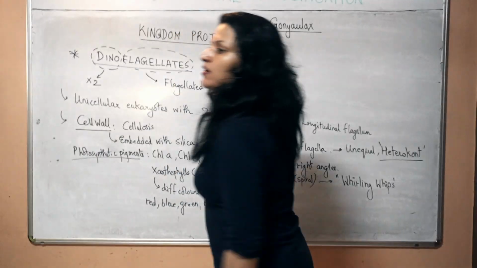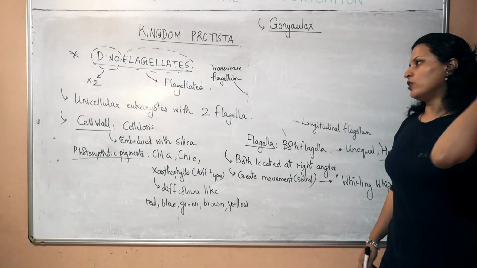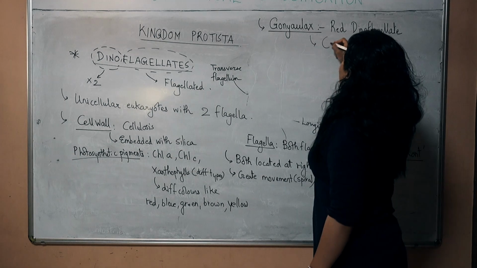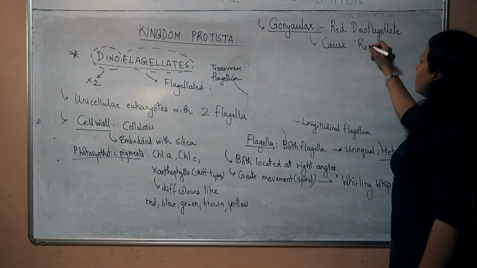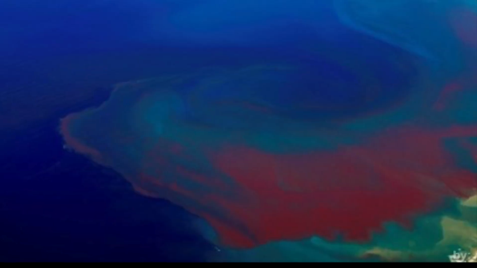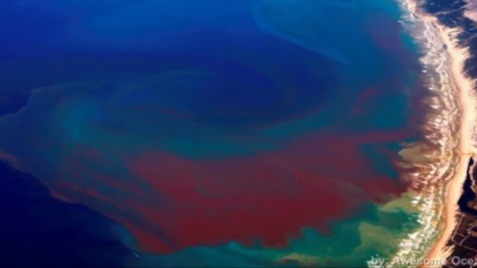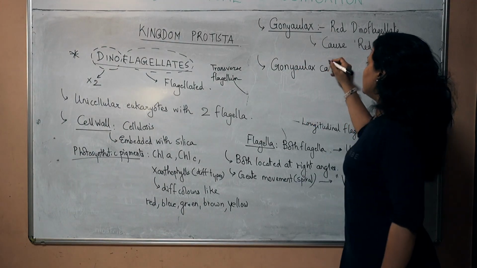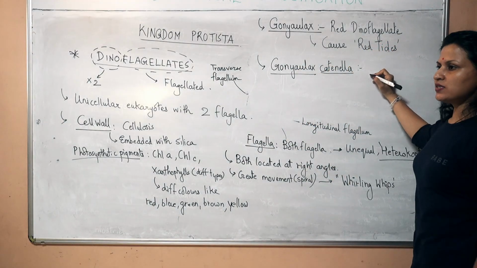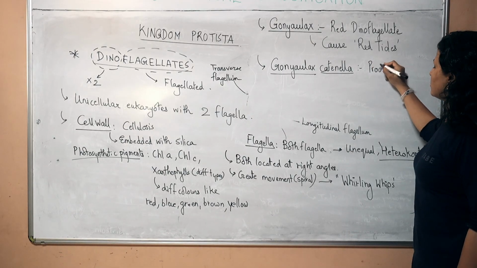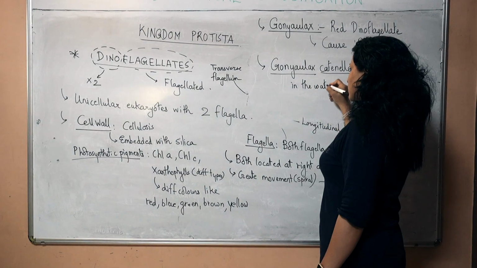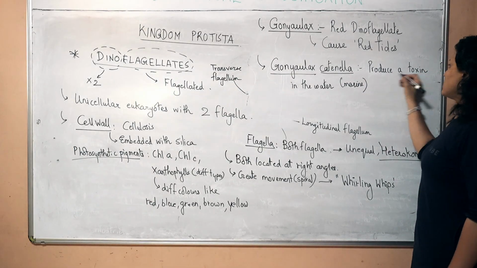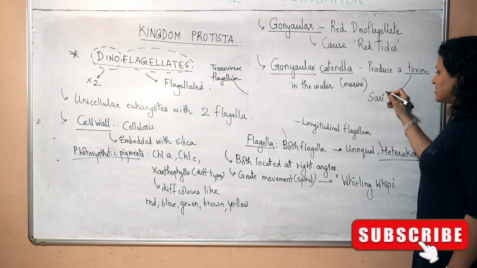Okay, there is one dinoflagellate by the name Gonyaulax. It is a red dinoflagellate. It is known to cause a phenomenon called red tides. If you can see in this picture, this is a red tide. There is one species of Gonyaulax called Gonyaulax catenella, also red in color. This is known to produce a toxin in the water. It is marine, and it is known to produce a toxin in the water in which it lives. This toxin is known as saxitoxin.